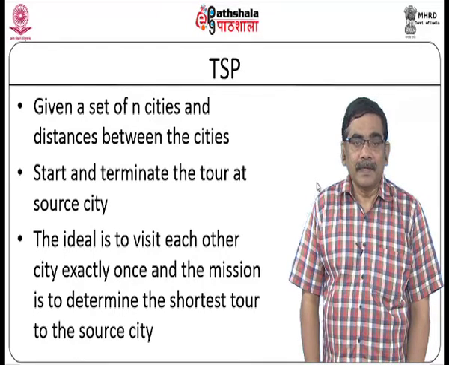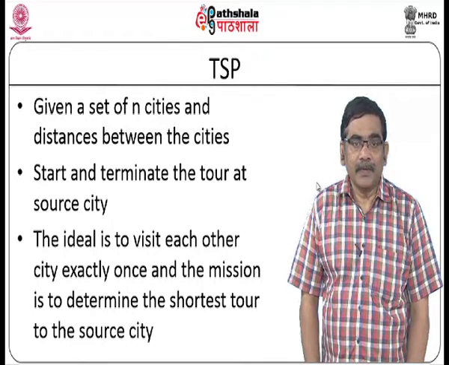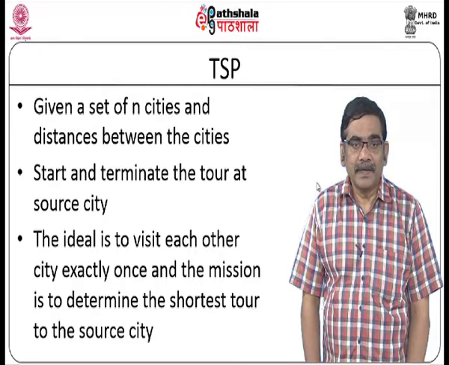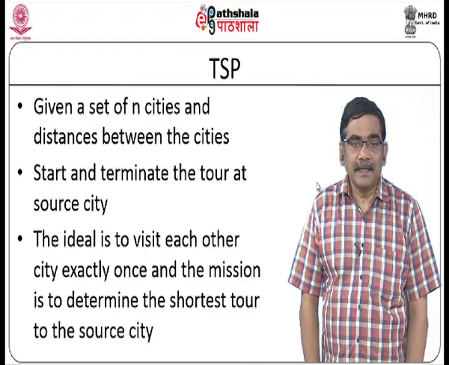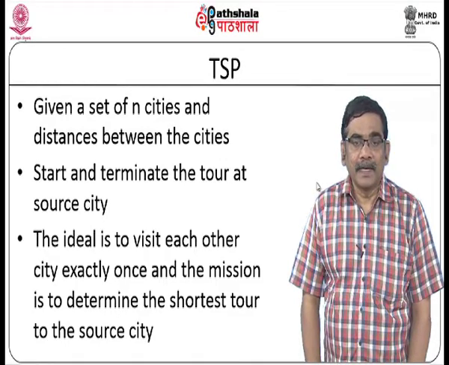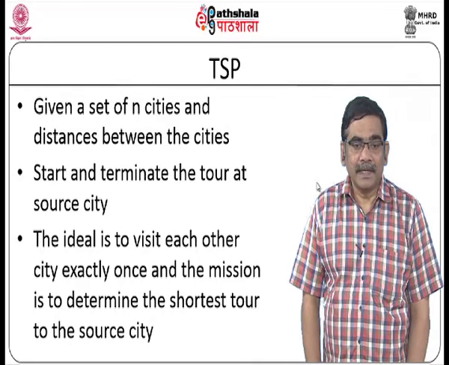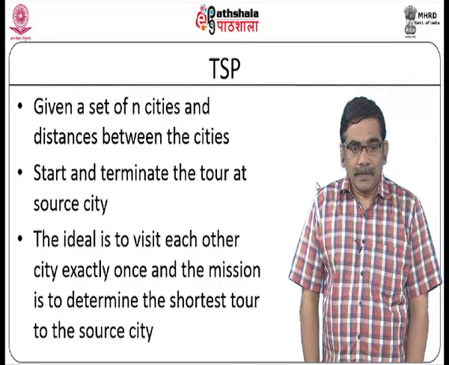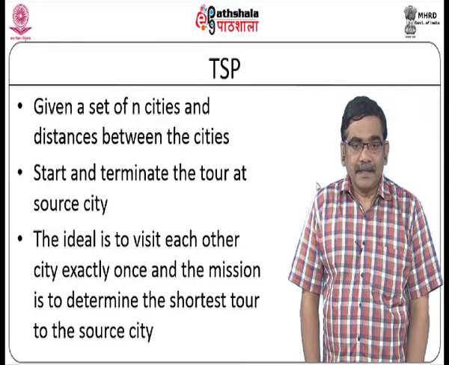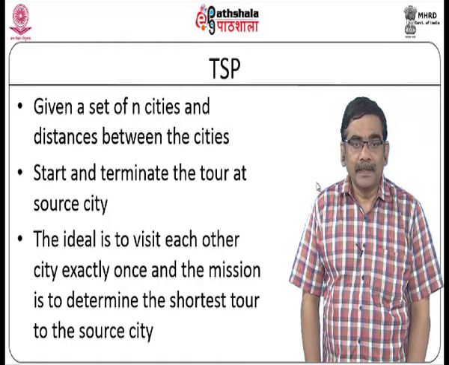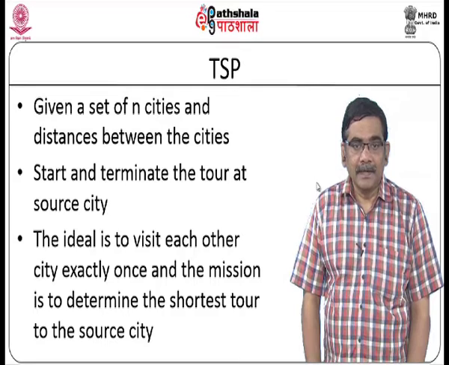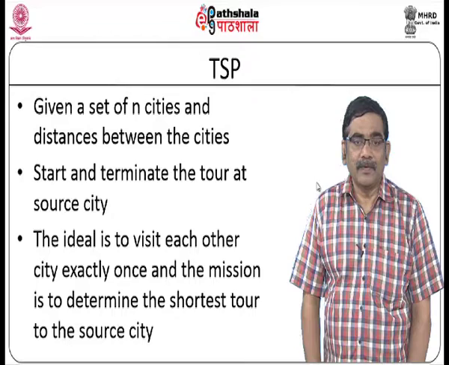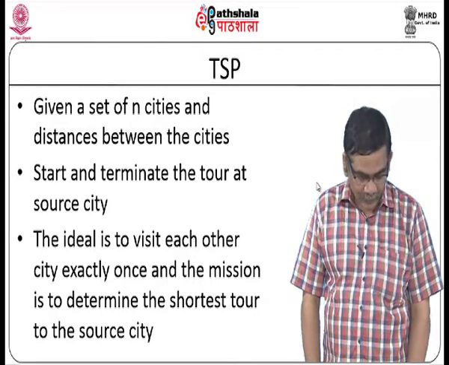So, this is called a tour. A tour starts from a city, visits all other cities, and then gets back to the original city. So, this finds the shortest path among various tour possibilities. In other words, we have to find the minimum cost tour as part of TSP.